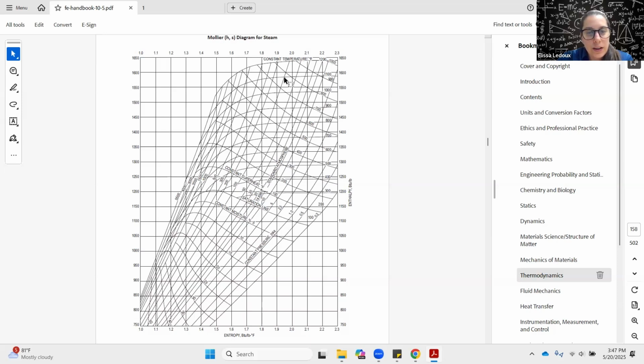And then we have the enthalpy on the vertical axis and the entropy on the horizontal axis. So basically, if you're given the entropy or the enthalpy, then whatever pressure you need, you can find the other one. So these lines are for constant moisture.